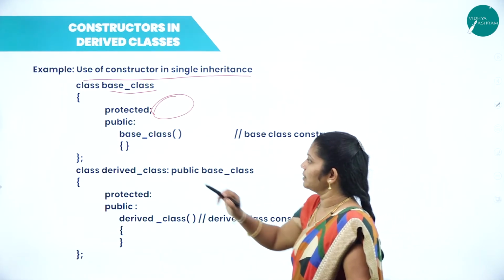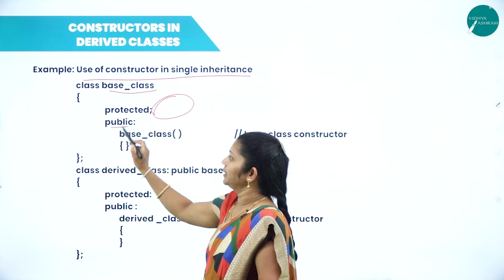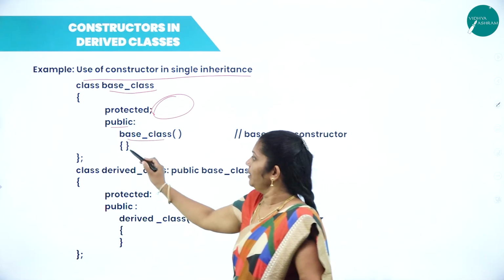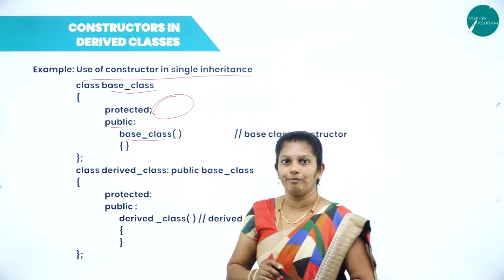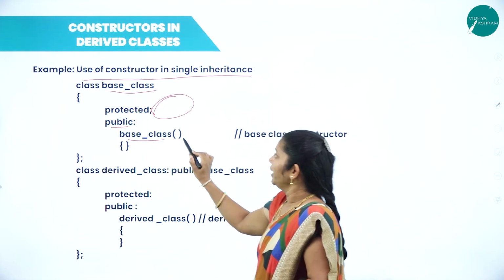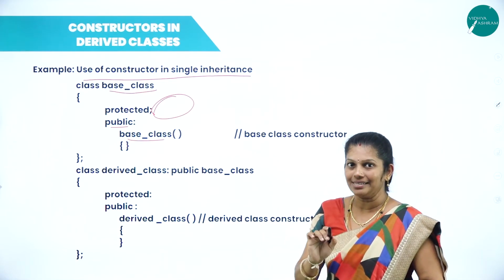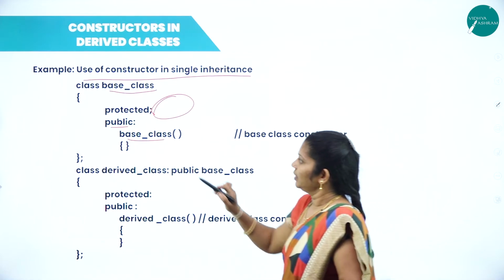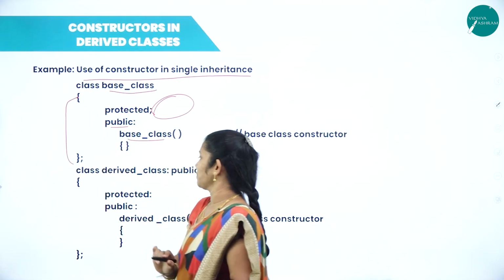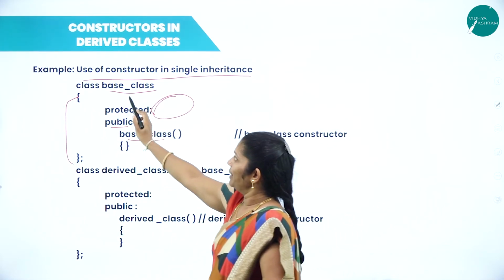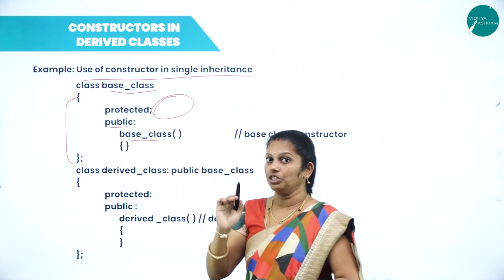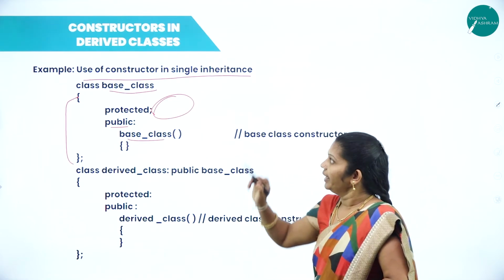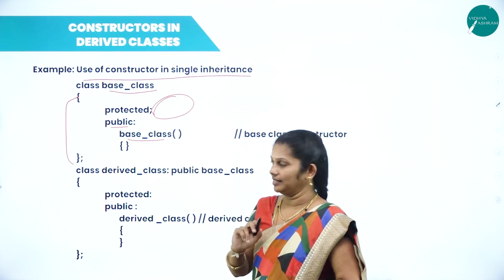How do we come to know that it is a base class constructor? It is declared in the public section. Class name as well as function name are the same. And beside the bracket, whatever statement you want, you can write. If it is empty brackets, empty parenthesis, then it is a default constructor. Then here we are closing this. It means the base class constructor here is a default constructor. In the base class, we have created one constructor.